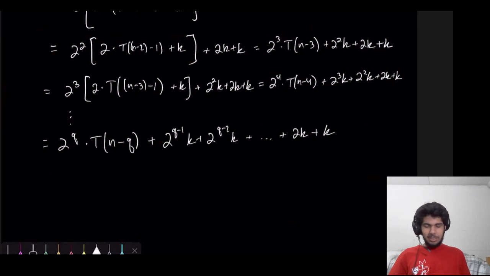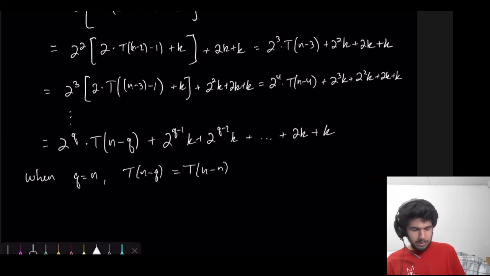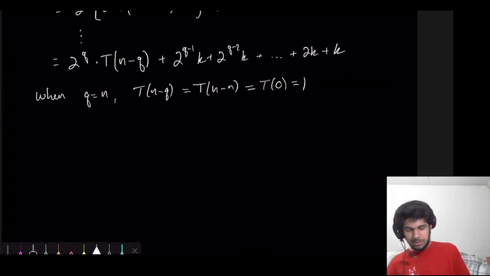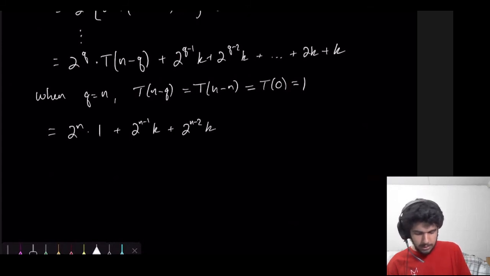So again, it's a good question to see, when does this bottom out? Meaning, when can we get rid of this term entirely? So when q equals n, T(n-q) is equal to T(n-n), which is equal to T(0), which is equal to 1. So let's substitute q equals n, and we get 2 to the n times 1, because we just solved for T(n-q), plus 2 to the n-1 k, plus 2 to the n-2 k, plus all the way down to 2k, plus k.